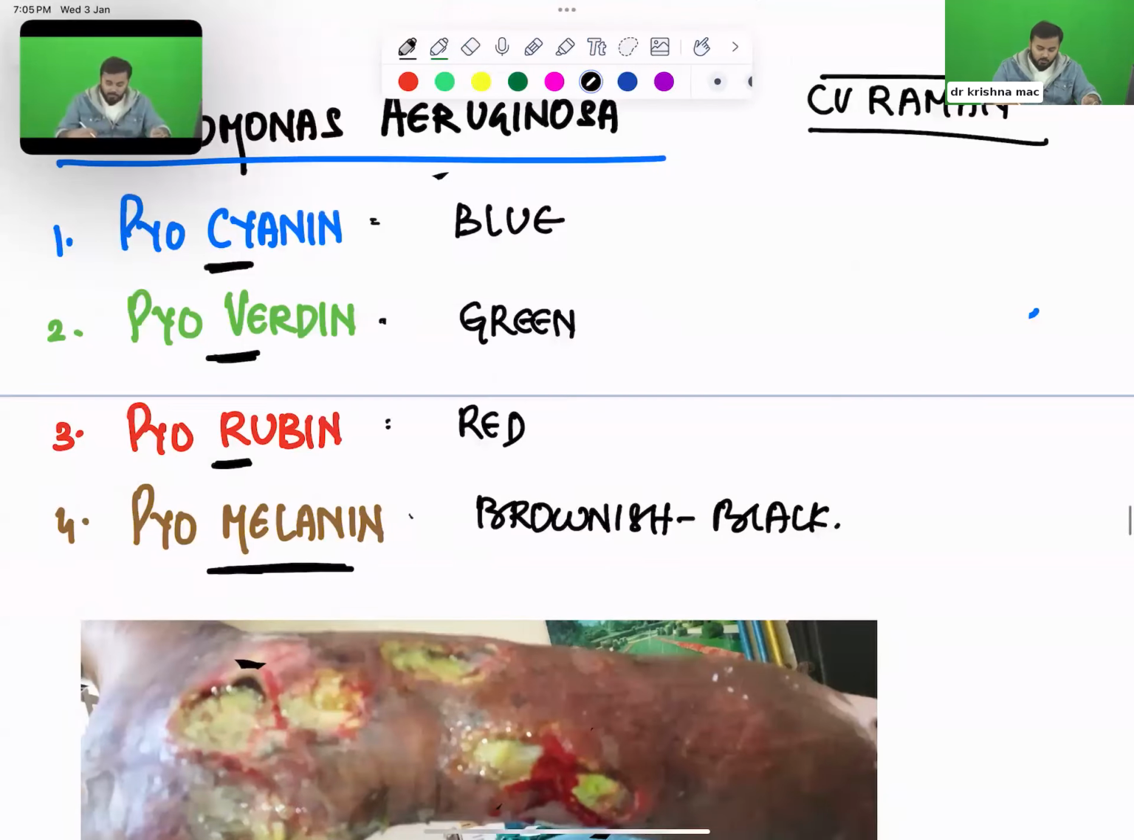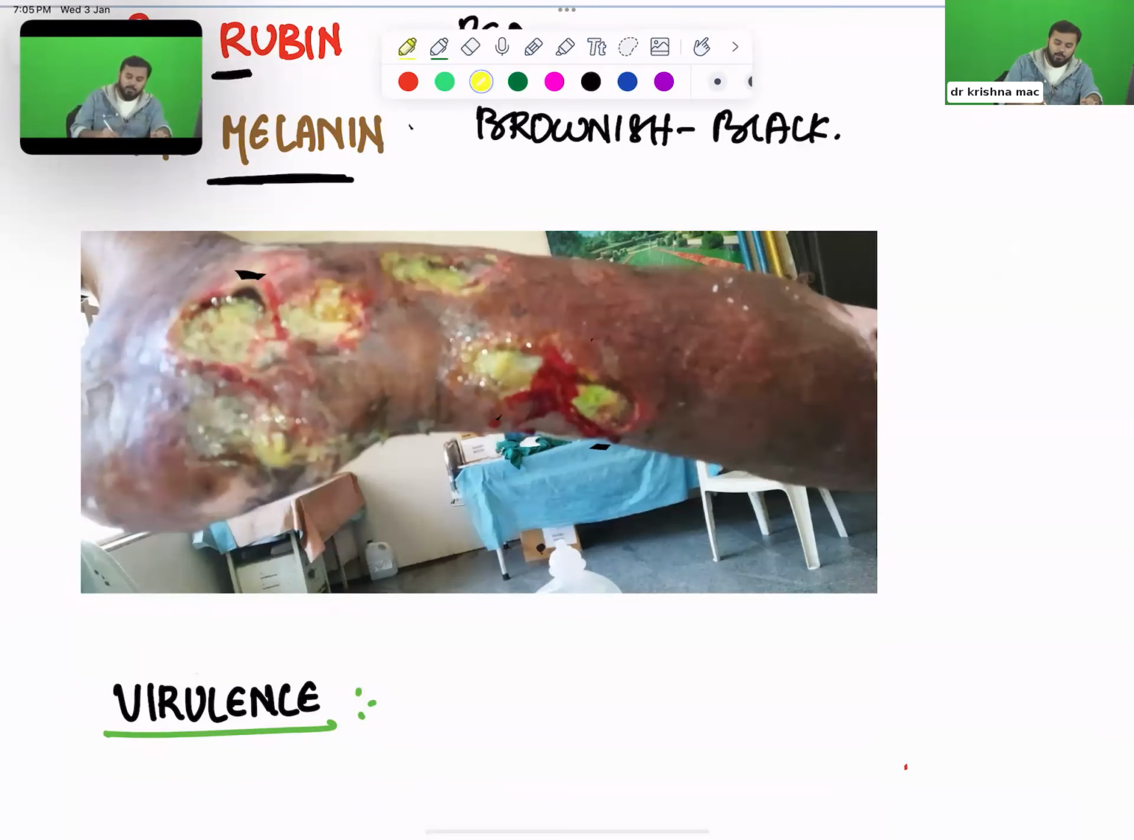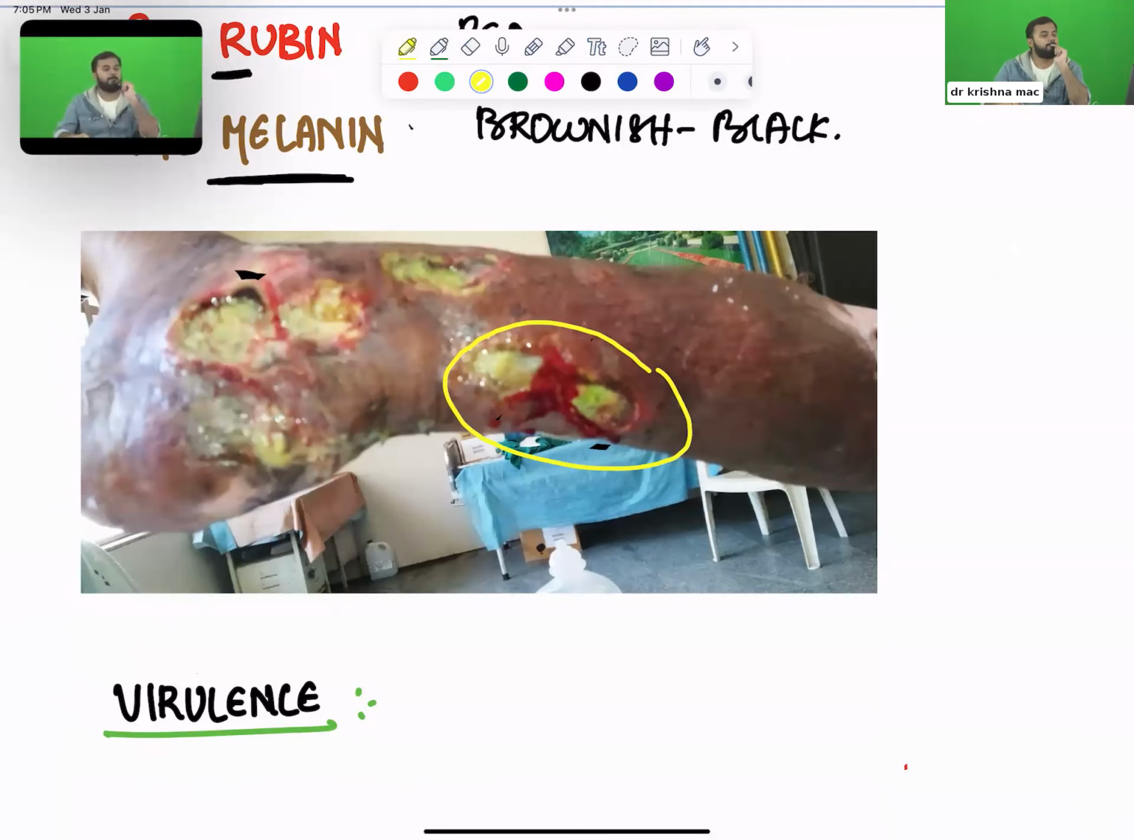Okay, look at this. Now tell me, by looking at this, which pigment is released here? Anyone? Very good, Karan Raj. Perfect. Kajal, very good. Pyoverdin is released over here, right? So the pigment over here is pyoverdin.